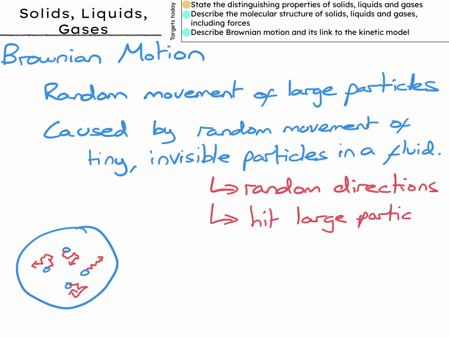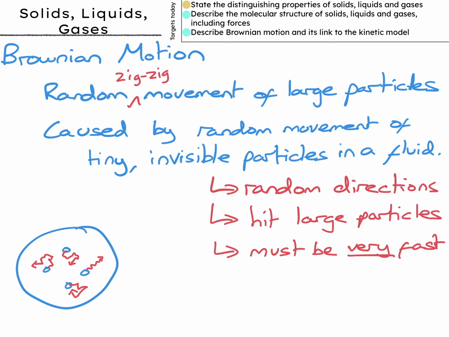The small particles really are very small, so in order for them to make such a big particle move, the small ones must be travelling very fast. By the way, not just fast, very fast. So, Brownian motion is the random, zigzag movement of large particles suspended in a fluid, caused by collisions with very fast, very small particles from random directions.